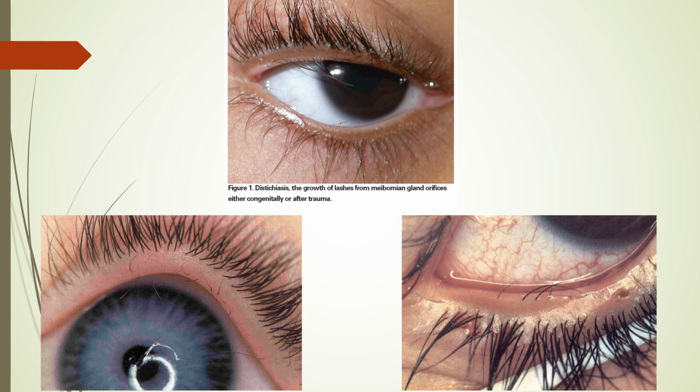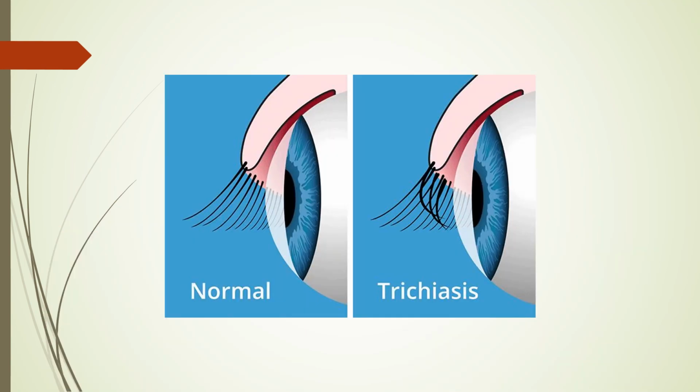The second disorder that should be differentiated from entropion is distichiasis. The last disorder that should be differentiated is trichiasis.